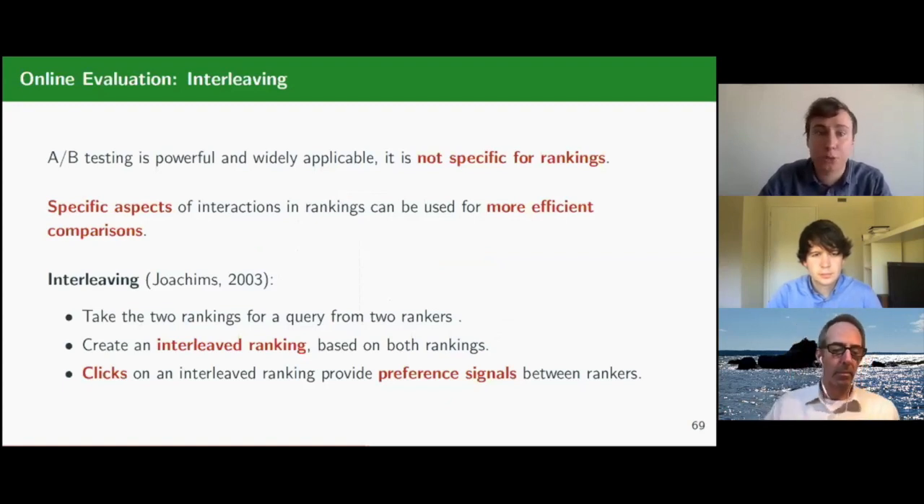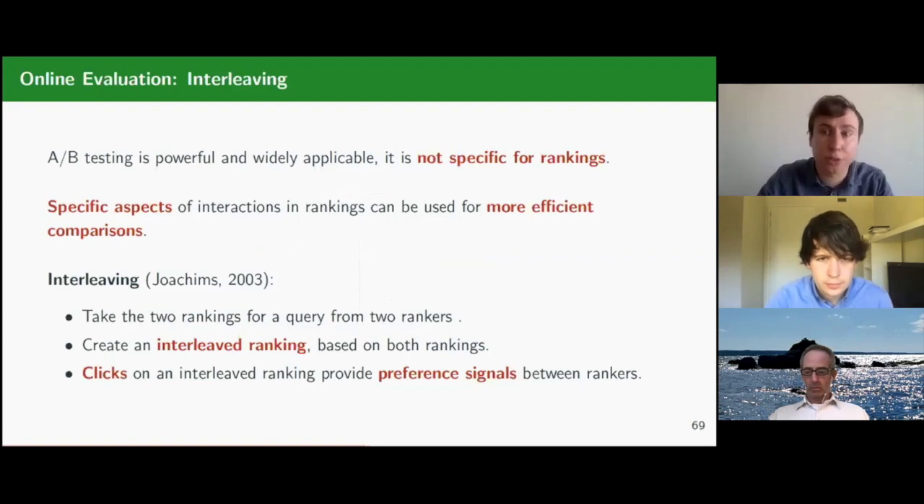But as a result, it's not specific to rankings. And there might be certain aspects of interactions in rankings that we can use to do more efficient comparisons. So A/B testing might require a lot of interactions before you know that system A is better than system B. And maybe if we exploit certain aspects of interactions in rankings, we can have fewer interactions to get the same answer: is ranker A better than ranker B?